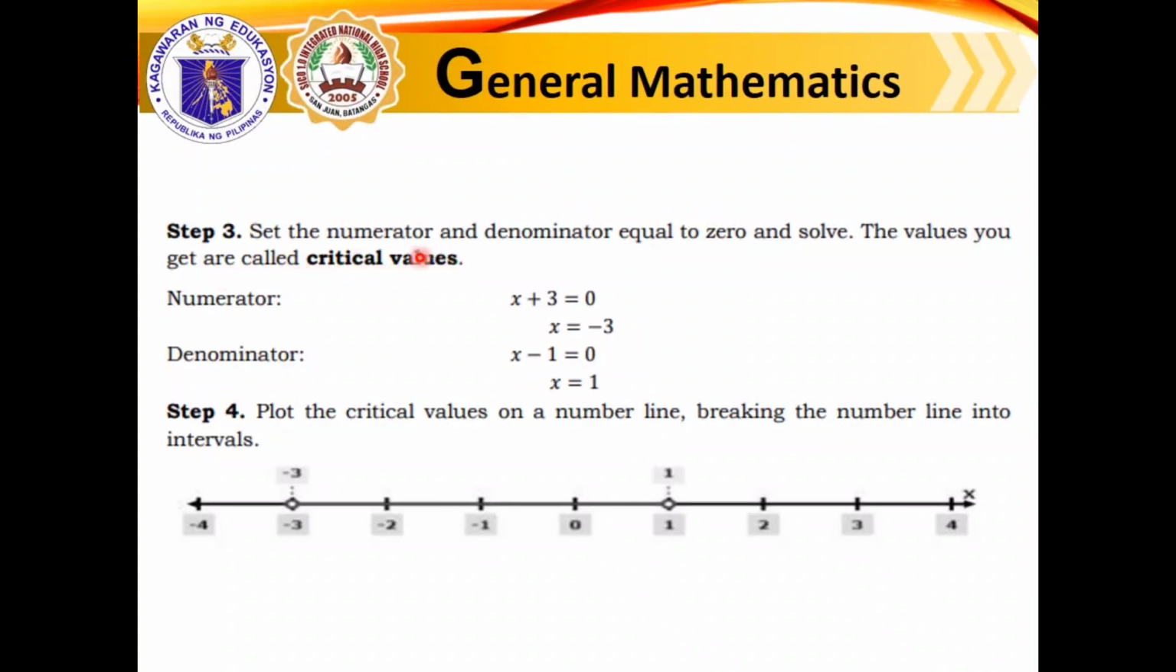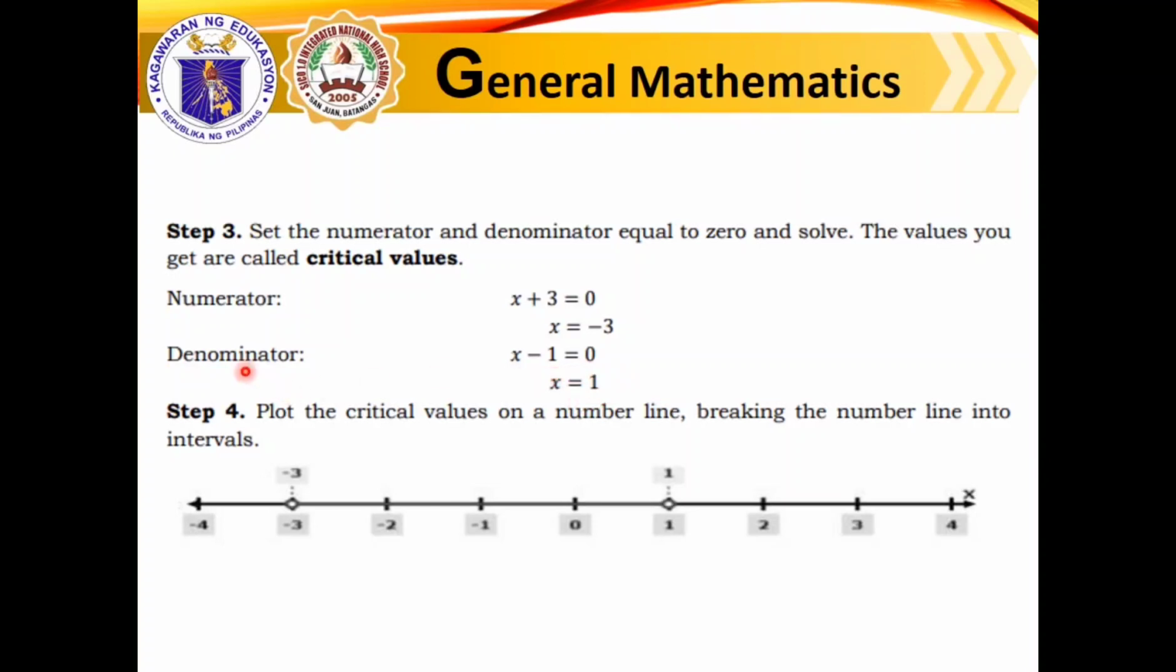So this is the numerator part. x plus 3 equals 0, so the value of x is equal to negative 3. For the denominator, x minus 1 is equal to 0, so the value of x will be 1.